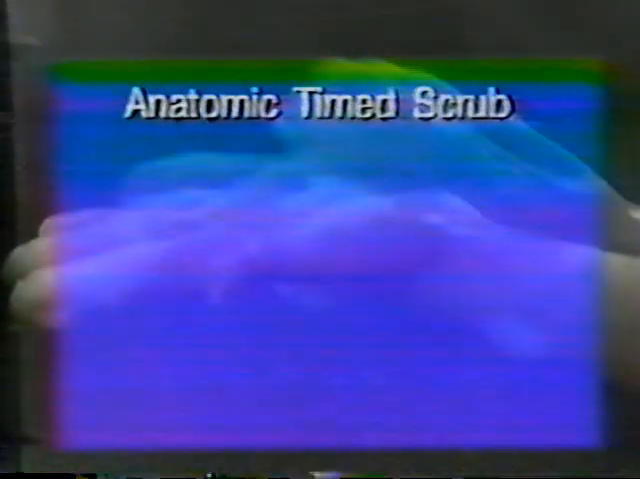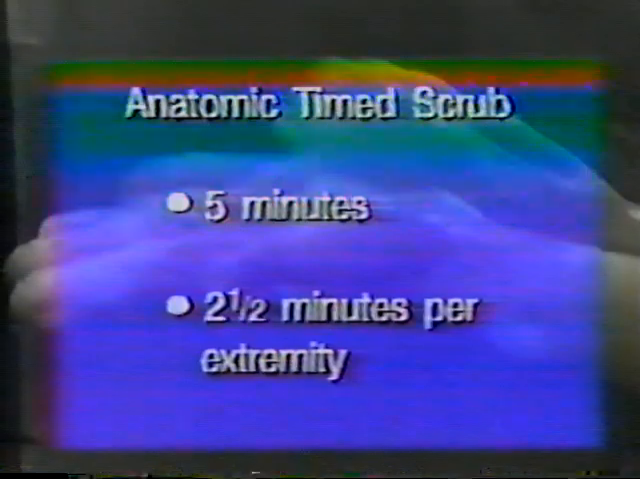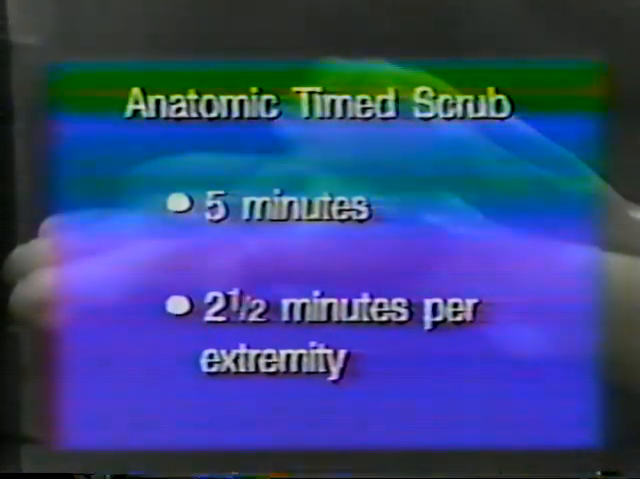The anatomic timed scrub is for 5 minutes. This provides a 2.5 minute scrub per extremity. The fingers and nails are scrubbed for 30 seconds. The palm and back of the hand for 1.5 minutes. And the wrist to 2 inches above the elbow for 30 seconds. Repeat these timed scrub steps for the other extremity.